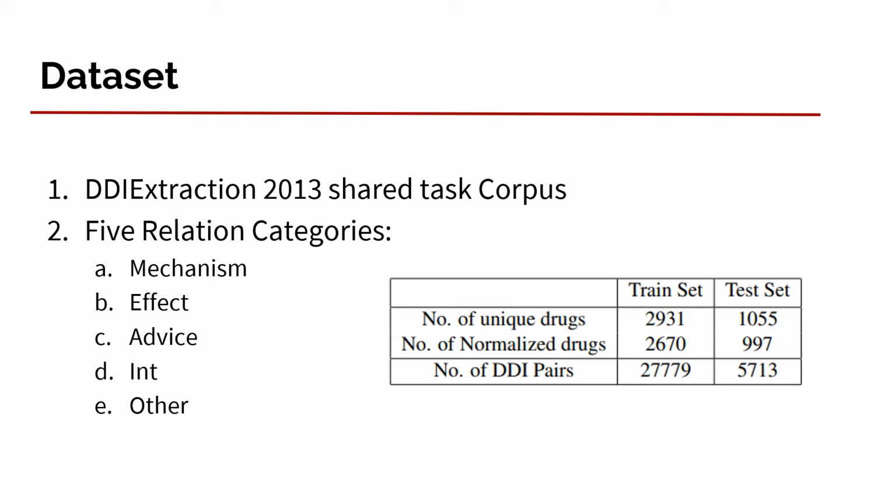In this statistics table, what we are trying to show is that we have a distinct separation of the training and the test sets, and we want to know how many drugs and normalized drugs we can get. So this is the overall statistics that you can also refer to in the paper.